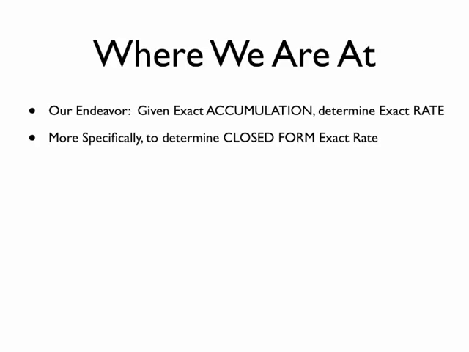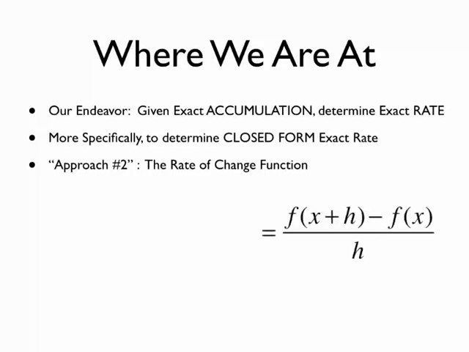So on the forward journey, yes, we got to exact accumulation, but it was this open form integral function, which is less convenient. You need technology to spit out values of accumulation for you. But the most convenient thing is to have a closed form. So in this journey, we're going to determine closed form exact rate. And so we talked about approach number 2, and that led us to this rate of change function.